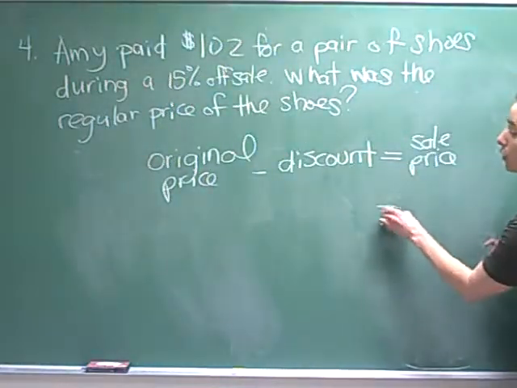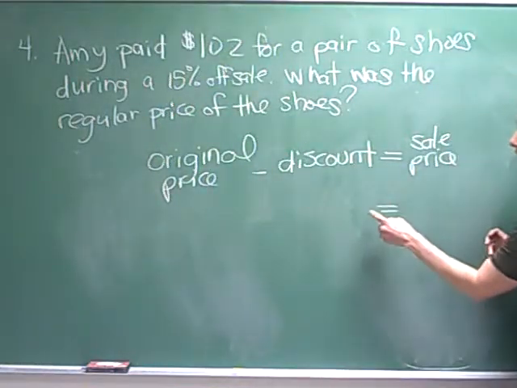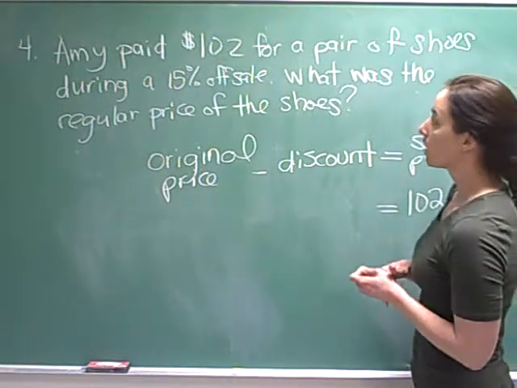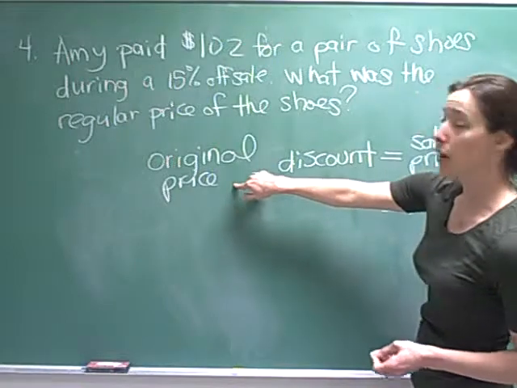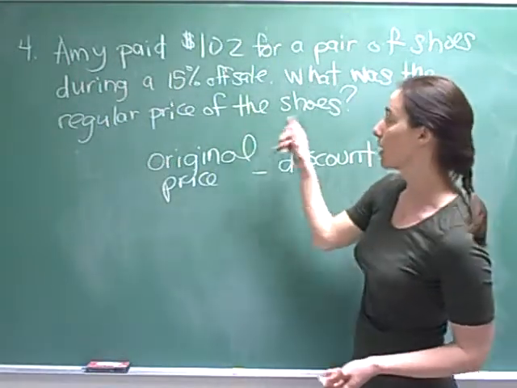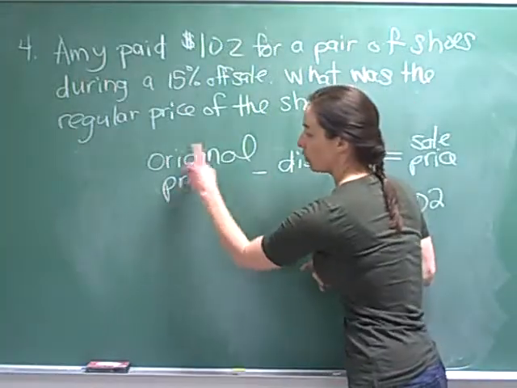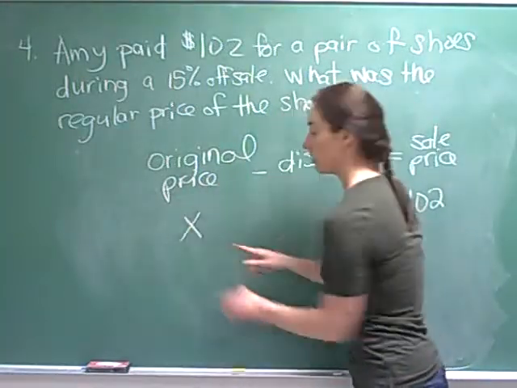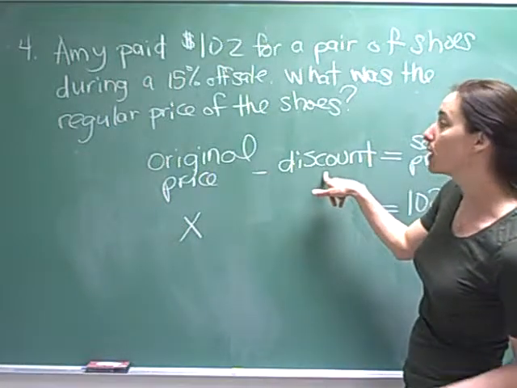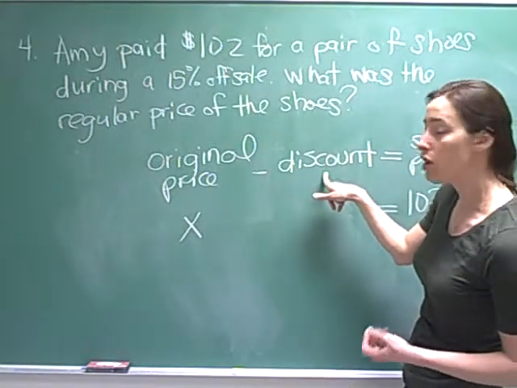So I know that whatever equation I come up with, it's going to be equivalent to 102. And I'm looking for the original price because that's what my question is asking. It asks, what was the regular price of the shoes? So that's my unknown amount, and I'm going to represent it with an X. Now the discount I know is 15% off.